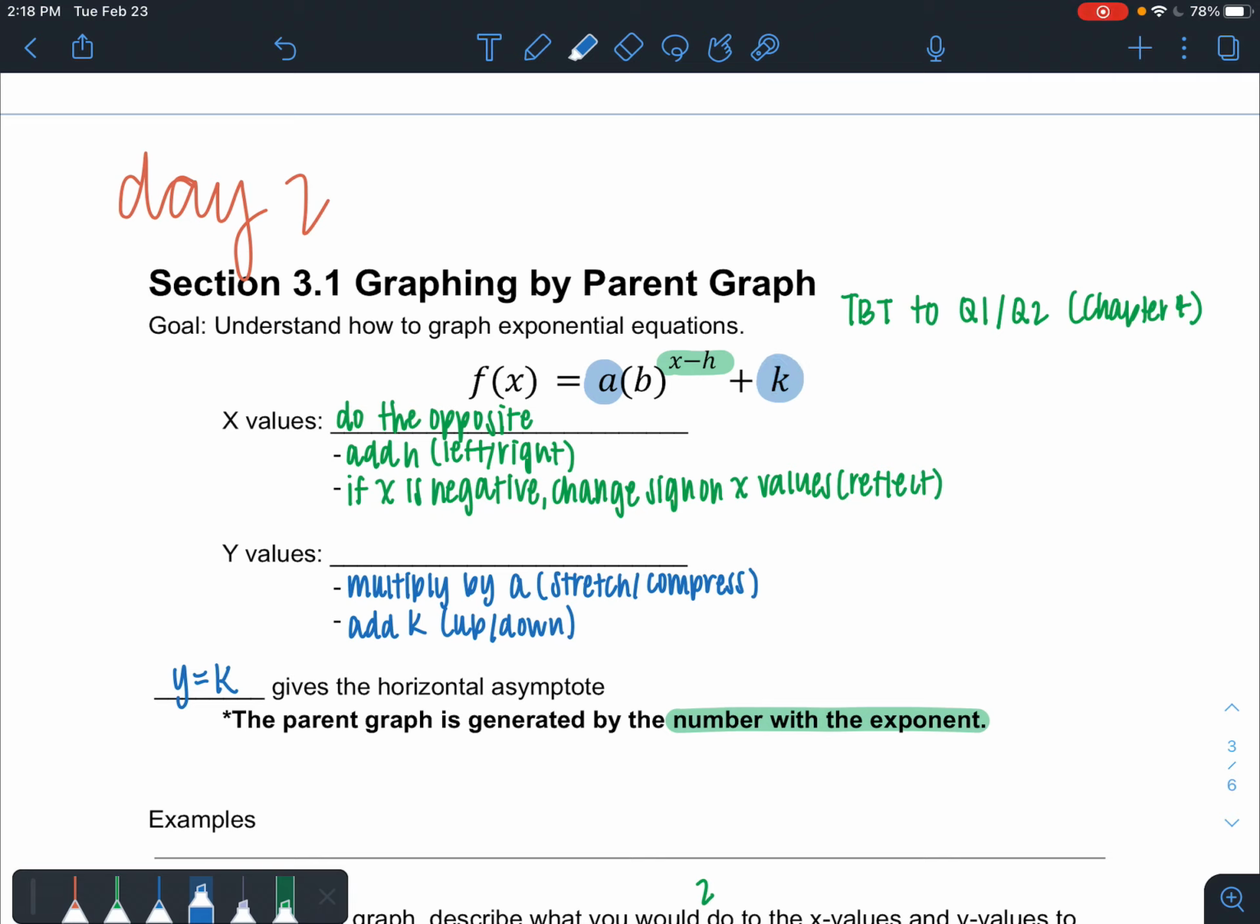All right, and then the parent graph is always generated by the number with the exponent. So that's this number right here. It kind of decides the way that the function is going to move, and we kind of experimented with that with the Desmos activity.